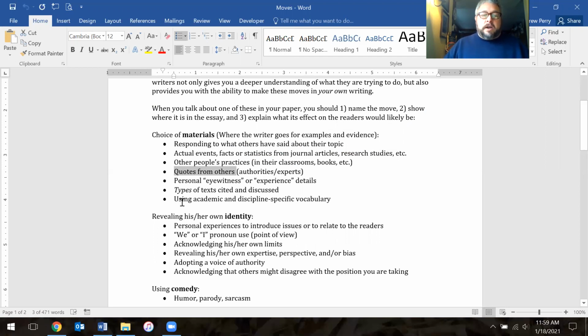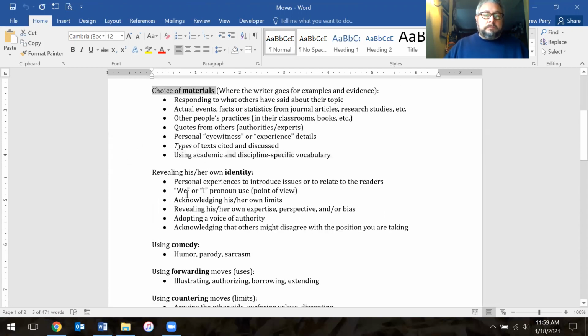Do they use jargon from their specific field? That's called discipline-specific vocabulary. If an engineer is writing to other engineers, do they use language that is designed to reach that particular audience? That's a choice of materials move.